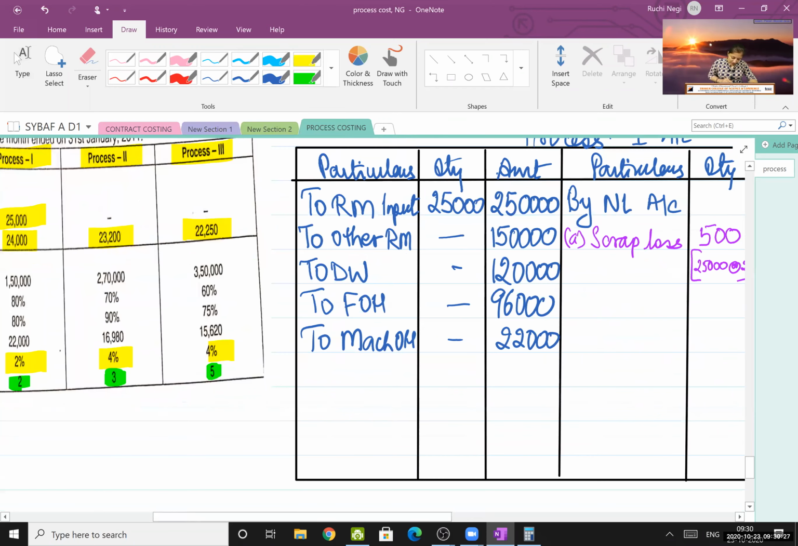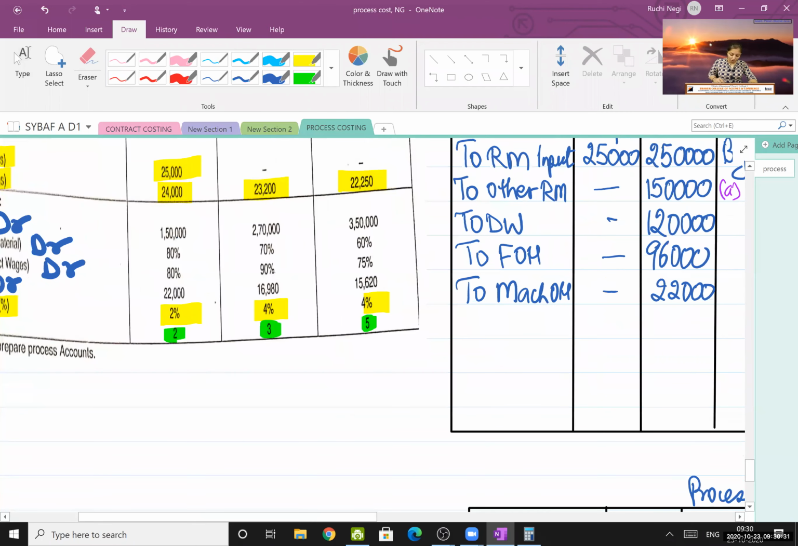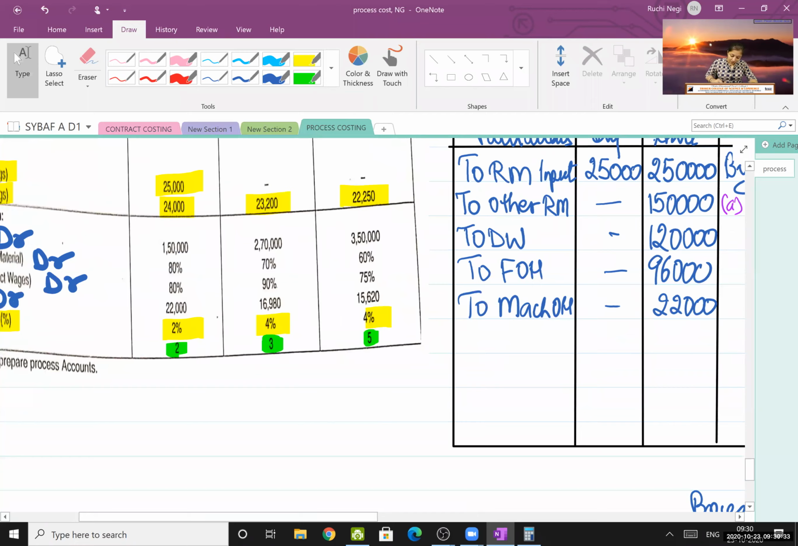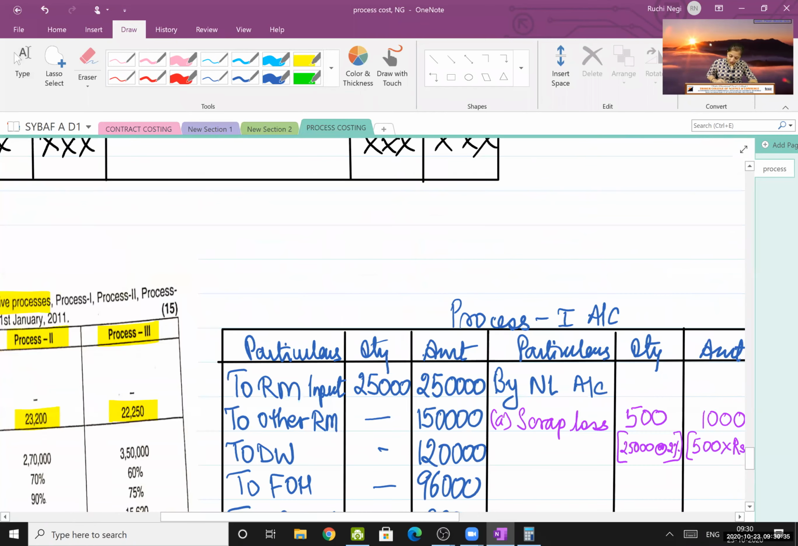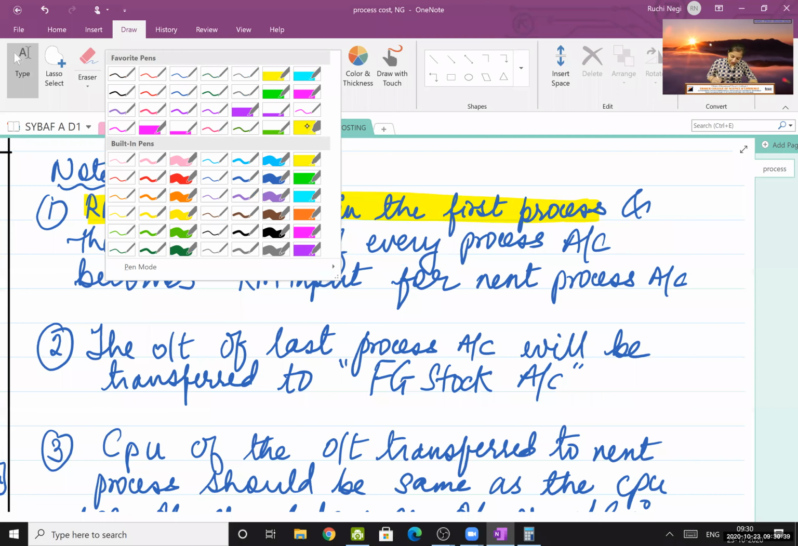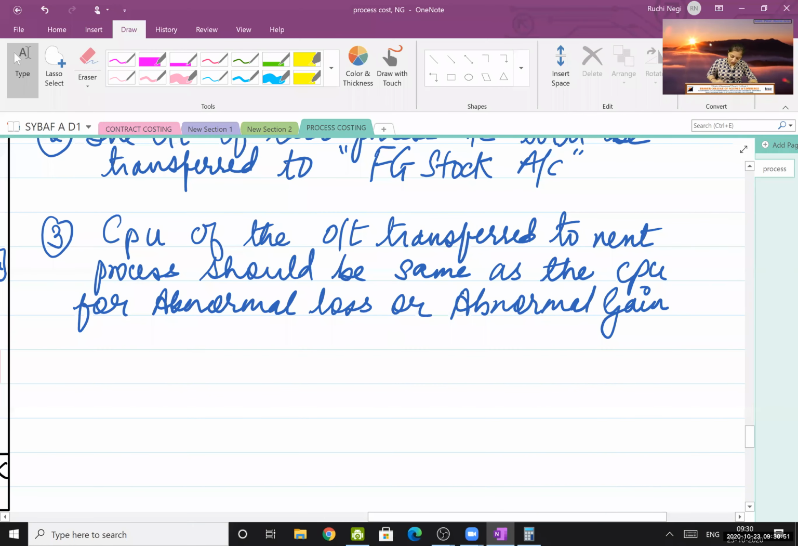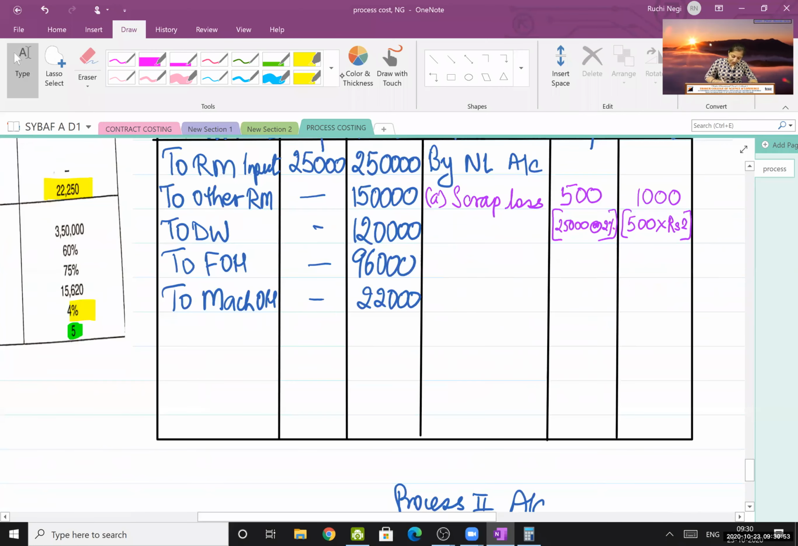Next. आउटपुट कितना बोला है? आउटपुट ड्यूरिंग द मंथ 24,000. So yeah, now listen carefully. Now see this note number 1, that's second part. Thereafter, output of every process becomes raw material input for next process. ठीक है? So अभी देखो मैं क्या लिख रही हूँ. First see what I'm writing.